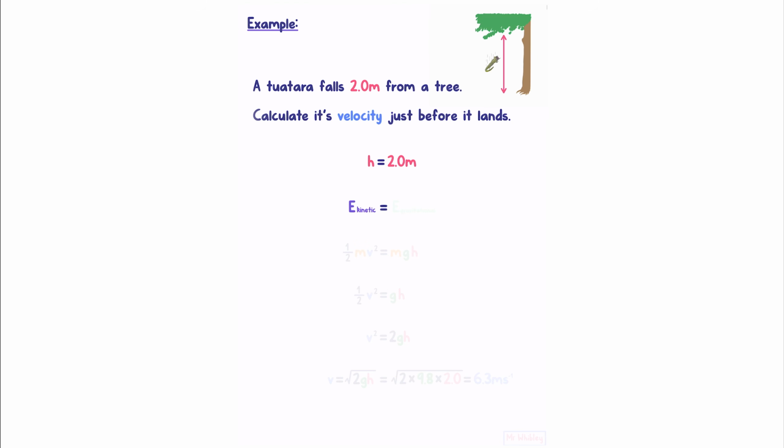A tuatara falls 2 meters from a tree. Calculate its velocity just before it lands. The only information we're given is that we have a height of 2 meters. Now we can assume that the kinetic energy that the tuatara gains is equal to the gravitational potential energy it had before it fell. We know kinetic energy is half mv squared and gravitational potential is mgh. We can divide both sides by mass, effectively cancelling it out, giving us half v squared equals gh. Getting rid of the half by multiplying both sides by 2, and then square rooting both sides, putting in our numbers, gives us 6.3 meters per second.